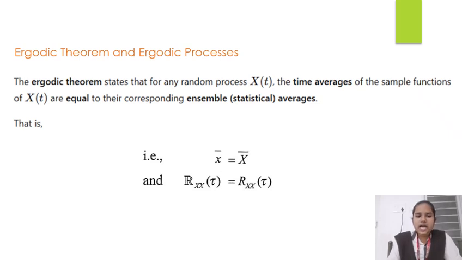Here this Rxx(tau) represents the time averages, and here this Rxx(tau) represents the statistical averages. We see the difference between these and these. Here we write double R and here we write a single R.